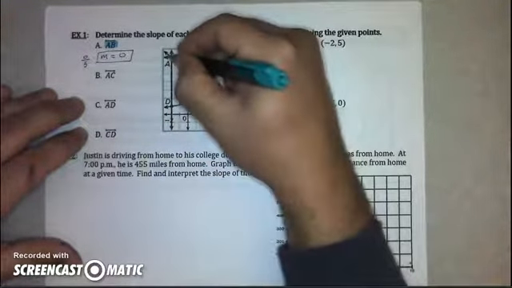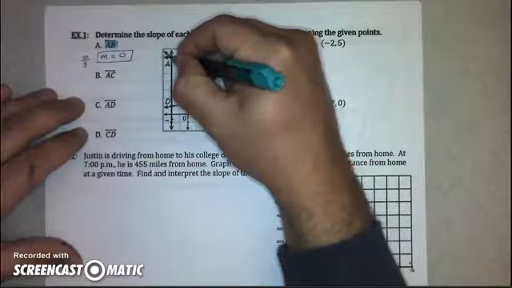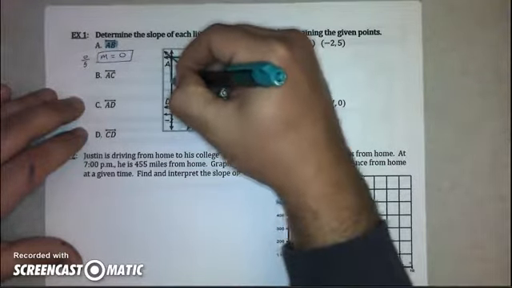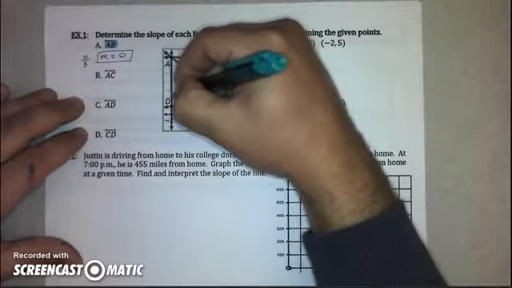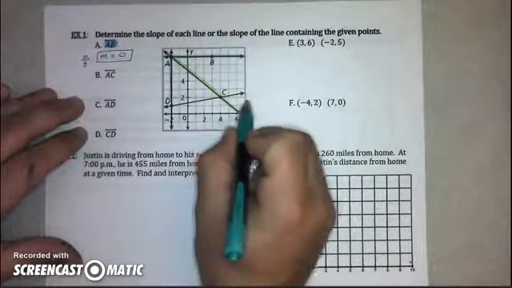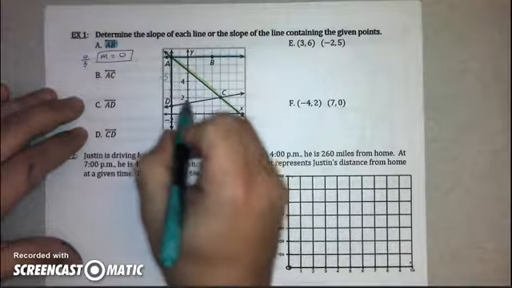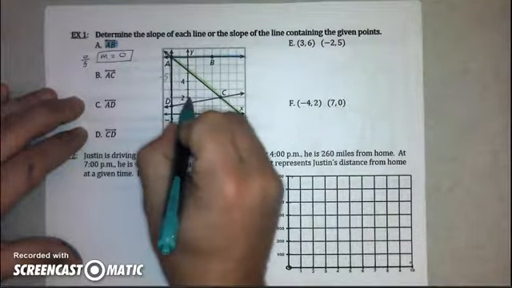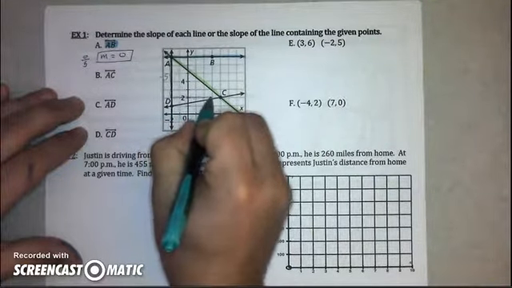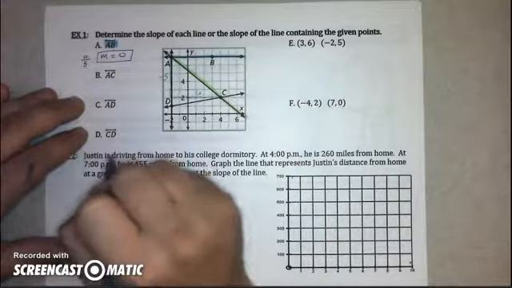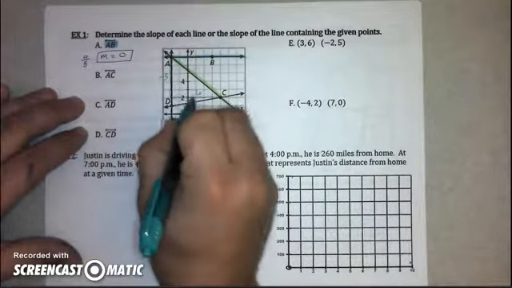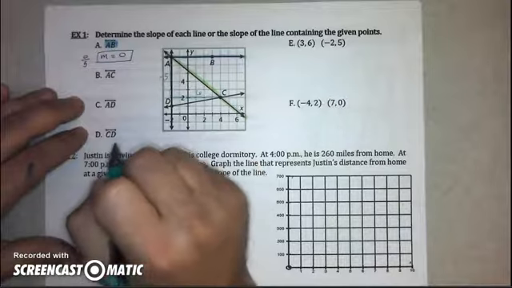My rise then would have to be a negative value. I'm going to go down 1, 2, 3, 4, 5 units to get to the Y value for C. So that's a negative 5. And then we're going to go to the right, 1, 2, 3, 4, 5, 6. Be careful in how you count. We count the spaces and we don't start with the line.